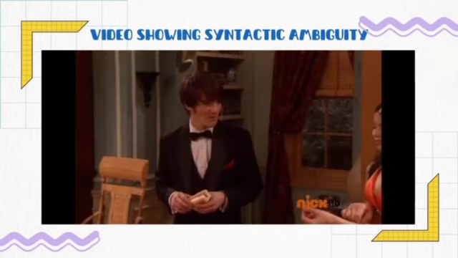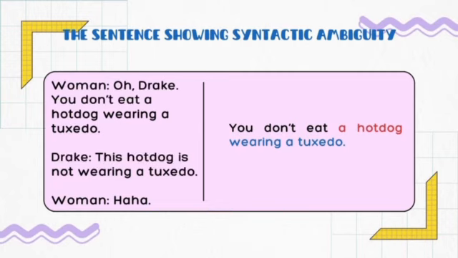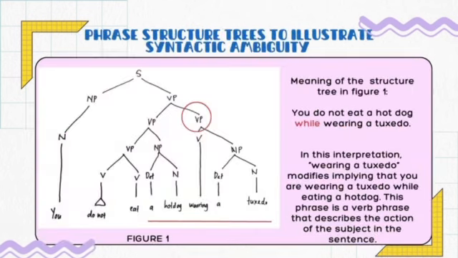This is the sentence that shows syntactic ambiguity from the video. This sentence has two different meanings. The first meaning is, you don't eat a hot dog while wearing a tuxedo. Here is the tree diagram for the sentence structure. The meaning of the structure tree in figure 1 is, you do not eat a hot dog while wearing a tuxedo.